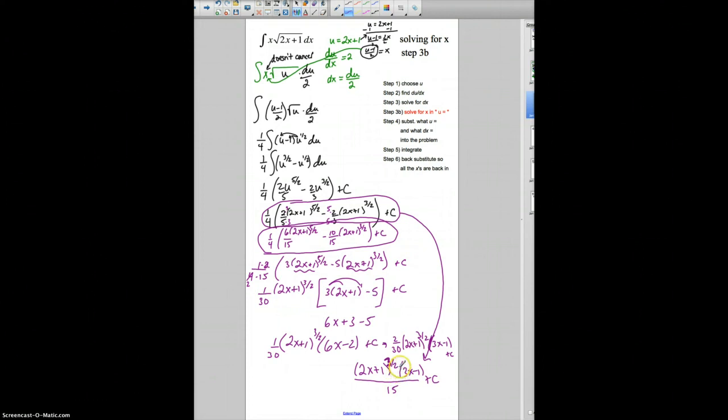And in the case of multiple choice questions, the multiple choice answer might look like this. And you might get to here and be confused, well, I don't know which one to choose, if you haven't been practicing this simplifying all along. But on a free response question, it's perfectly fine to leave it like this. Okay?